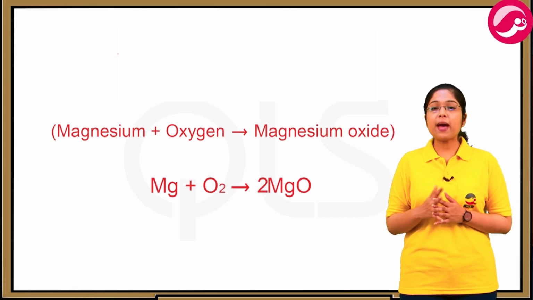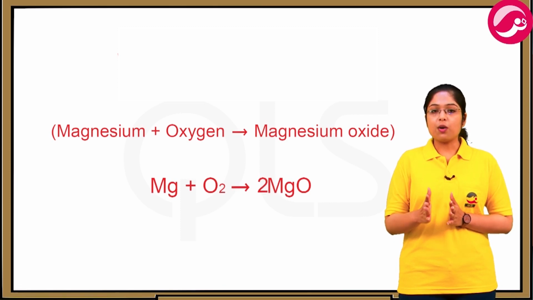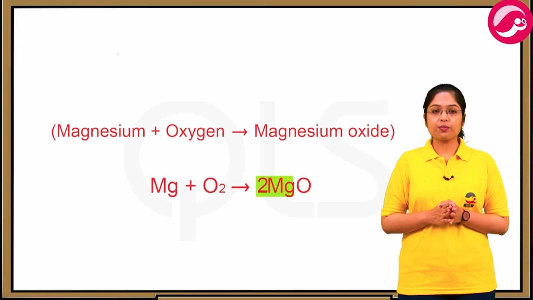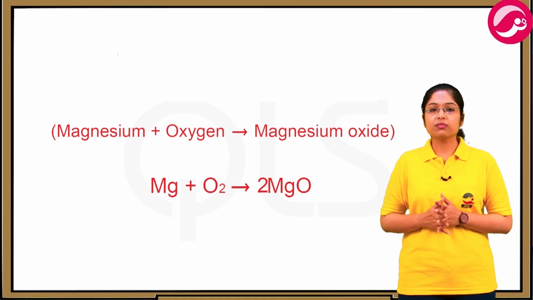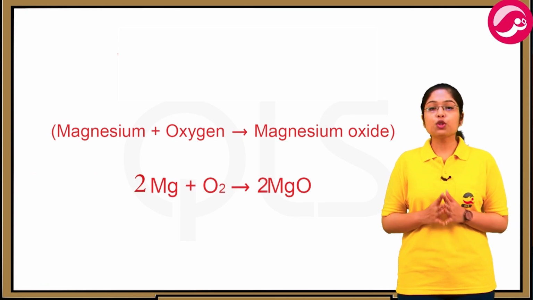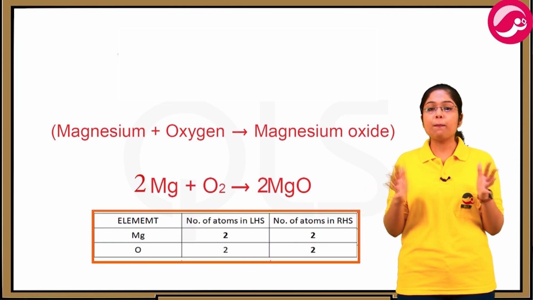This made the equation balanced for oxygen, but the balancing of magnesium got disturbed. Now, LHS has 1 magnesium atom while RHS has 2. We can solve this problem by making the number of magnesium atoms to 2. This will give us the equation 2Mg plus O2 gives out 2MgO. Now, let's check if the whole equation is now balanced or not.